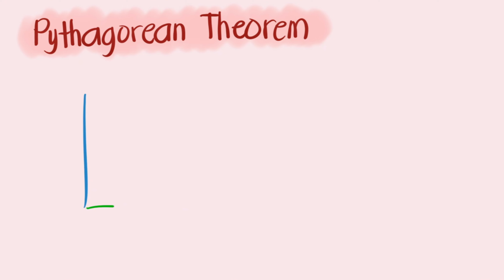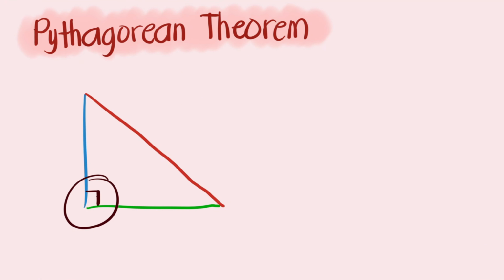Now let's say we have this right triangle, and this is a 90-degree angle. We draw the small box right here to specify that this is a right angle. Now let's go ahead and determine the sides of this triangle.